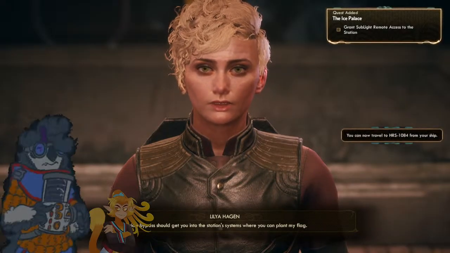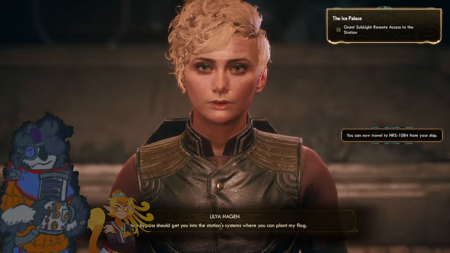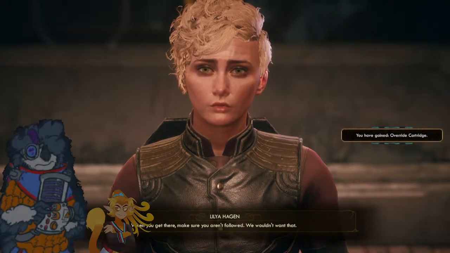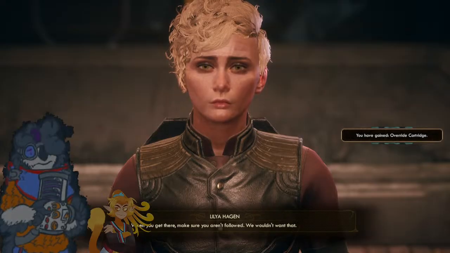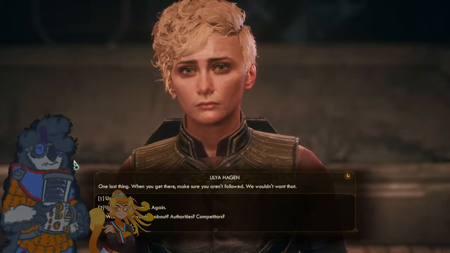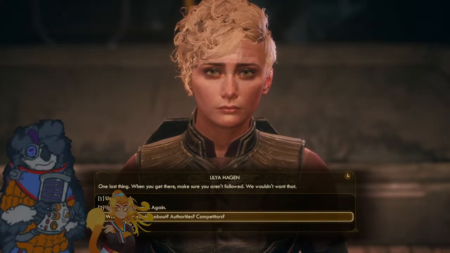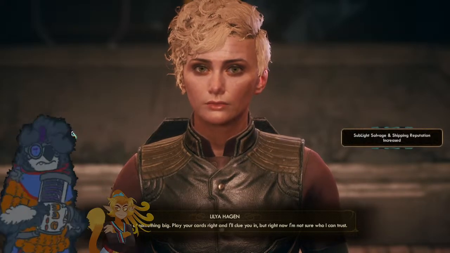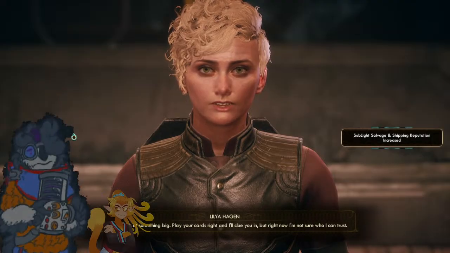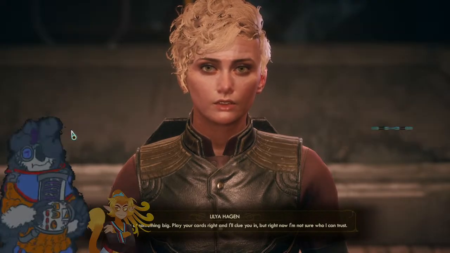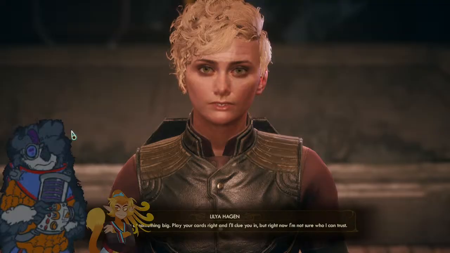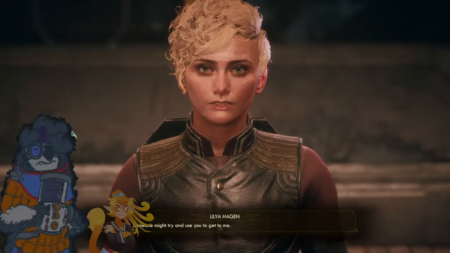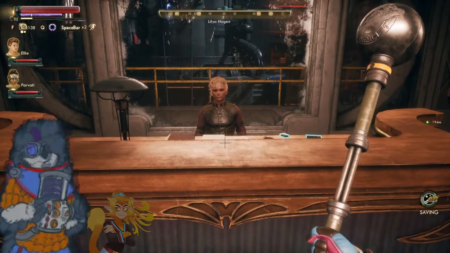Here, this override bypass should get you into the station's systems where you can plant my flag. And one last thing. When you get there, make sure you aren't followed. We wouldn't want that. Glad we understand each other. I'm on the heels of something big. Play your cards right and I'll clue you in, but right now, I'm not sure who I can trust. Just be careful. Someone might try and use you to get to me. Interesting.